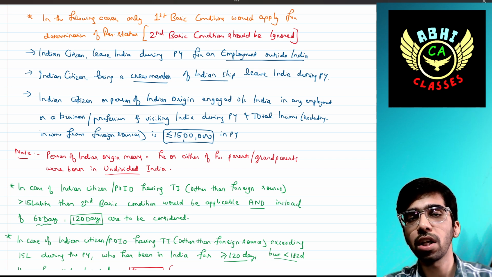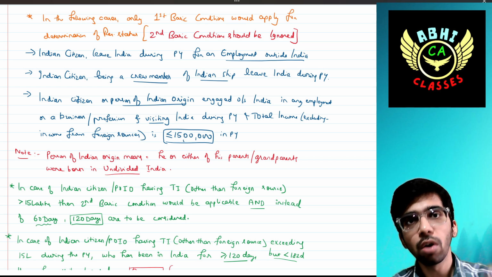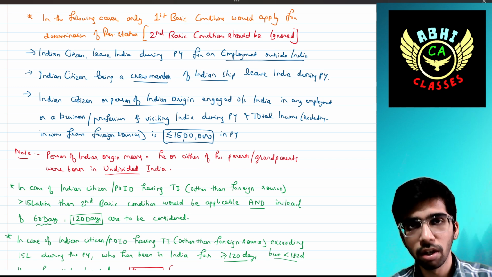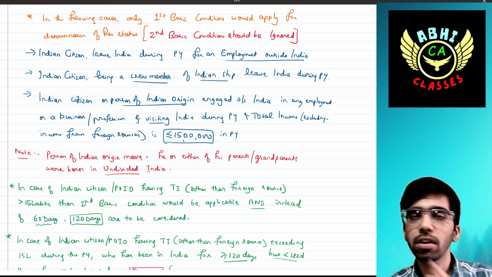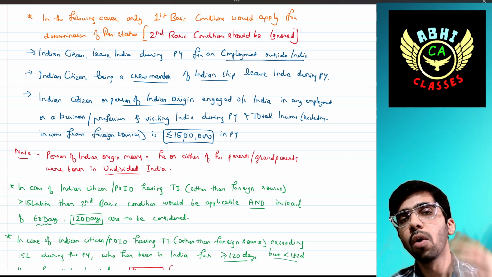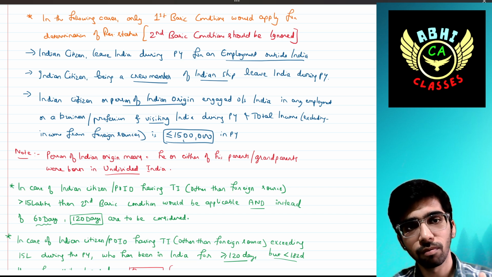What is the second basic condition? 60 and 365. We should take only 182 days or more. We should see that, and if he is not satisfying that basic condition, then we should treat him as non-resident. Only Indian income is taxable.